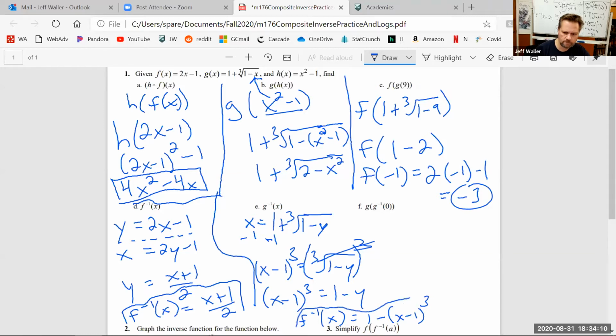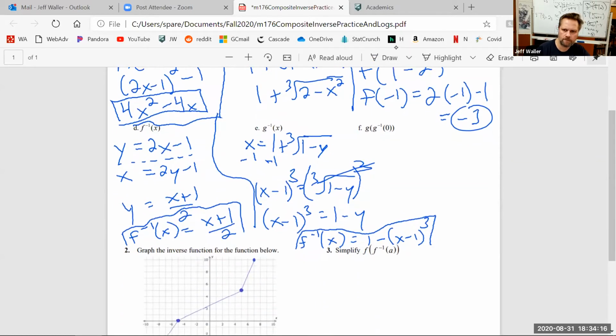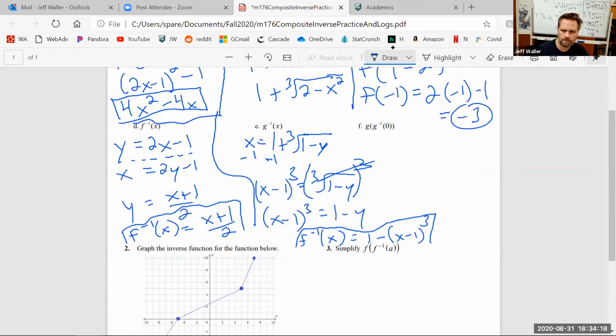Can you scroll down a little? Yeah, I will. Is that all right? I skipped a couple steps at the end, but add y, subtract x minus 1 cubed, and then replace y with g inverse.